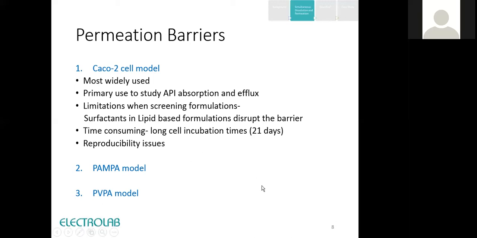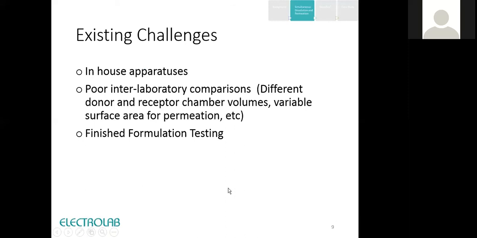So after understanding the different barriers, there are certain challenges which exist in the use of available apparatus for simultaneous dissolution and permeation measurements. These apparatus are typically in-house apparatus, made to suit the complexities and to meet the required objectives from lab to lab. Because of the differences in the apparatus in terms of the donor and receptor chamber design, the donor and receptor chamber volumes, and the variable surface area available for permeation, interlaboratory comparisons become difficult.